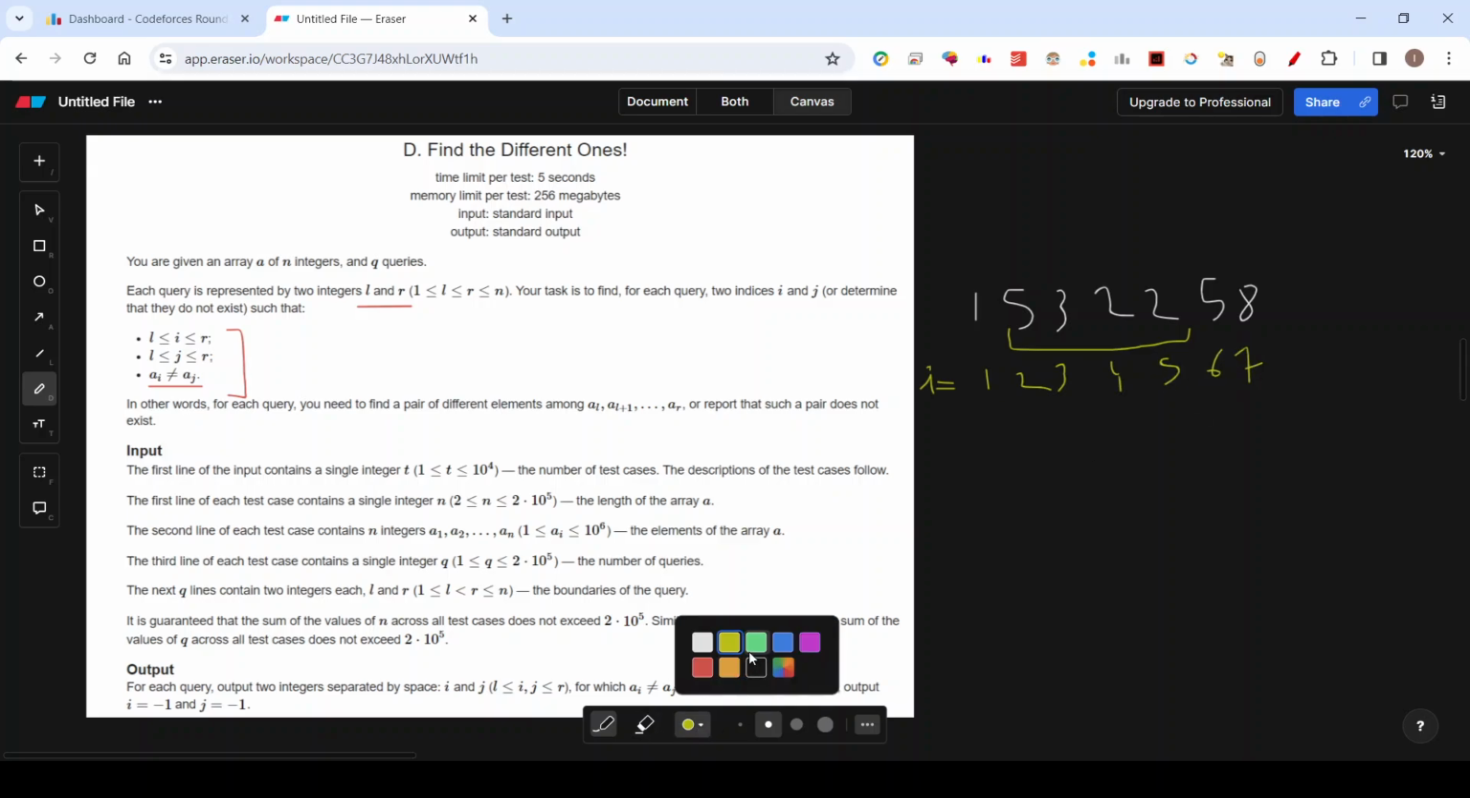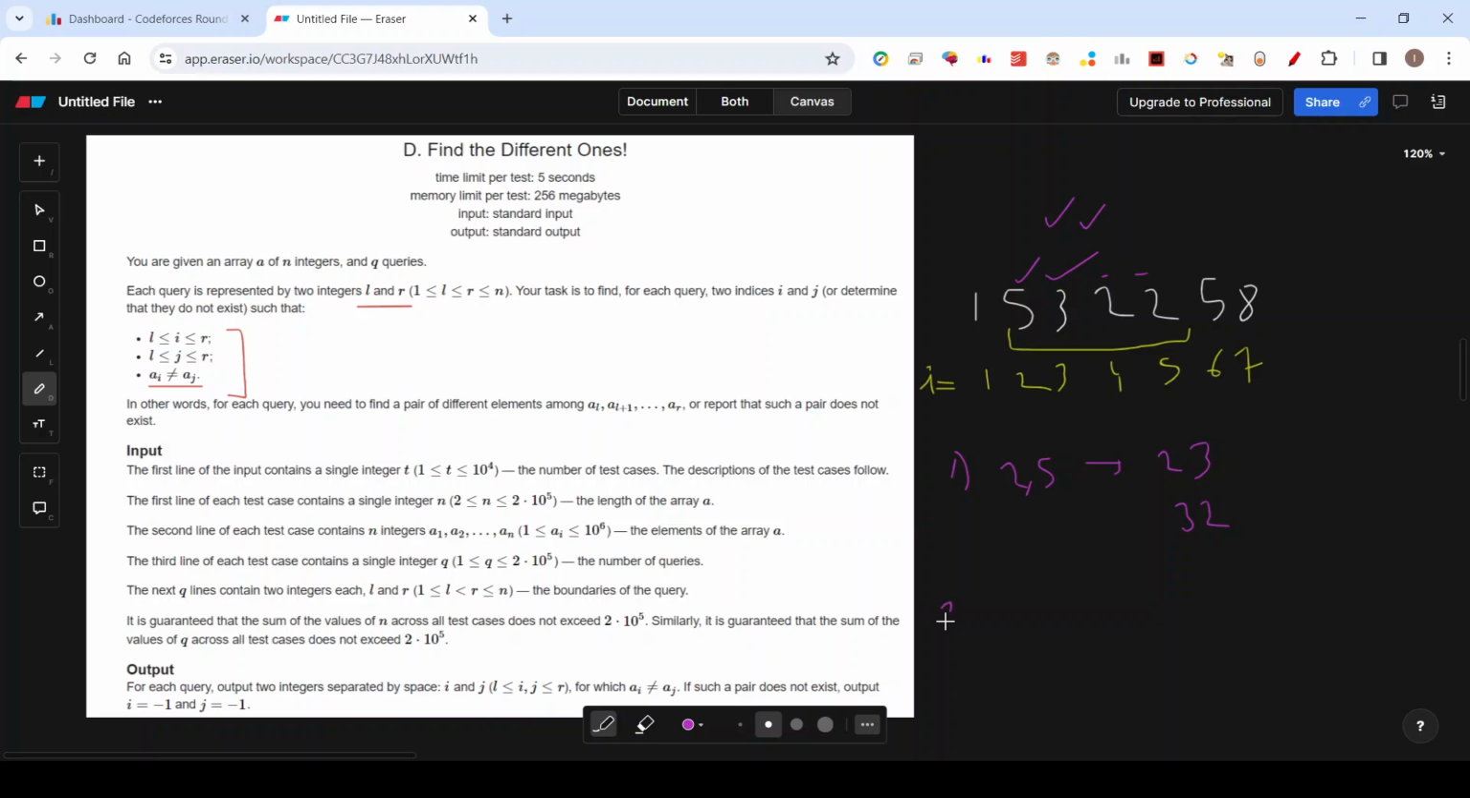Now there would be q queries, right? In the first query, if I give you the range 2 to 5, you have to print any two indexes such that the values present at them are not equal. I can even print 2 and 3 because the values are different. A valid answer can also be 3 and 2, but a valid answer cannot be 4 and 5 because these two values are the same. I hope you got the question.